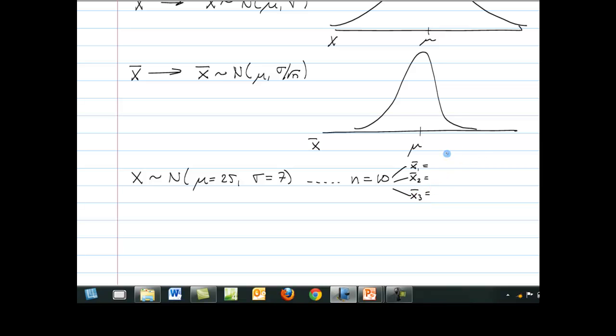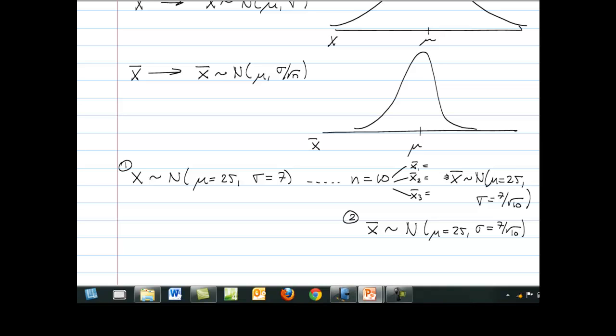Well, what ends up happening with these values, I can talk about the shape of their distribution, which is also normal. And the mean of this distribution is also going to be 25, and its standard deviation is going to be my old standard deviation 7 divided by the square root of my sample size. I should have tried to fit that on one line. x bar is distributed normal, mu 25, sigma 7 over root 10. So that's what ends up happening here. First of all you have something like this, and then I can talk about how it turns into the sampling distribution, or the distribution of the sample mean.